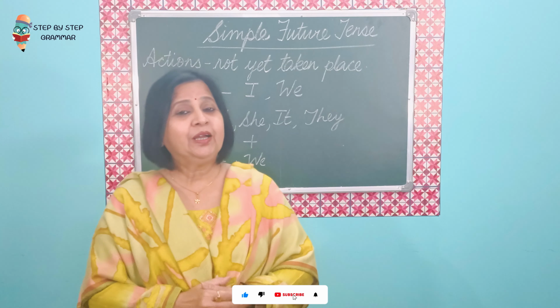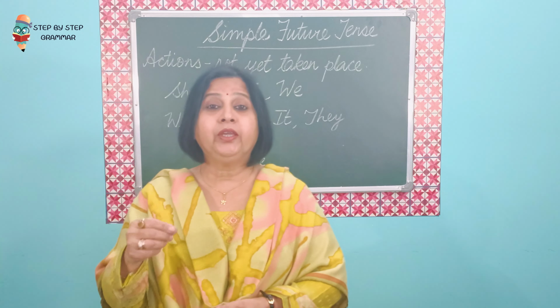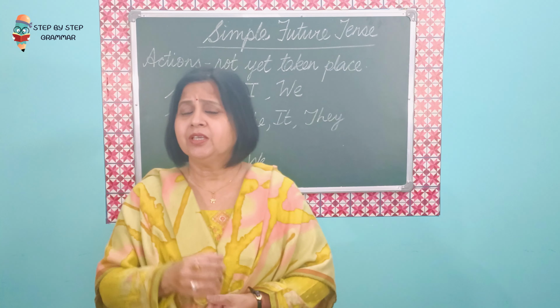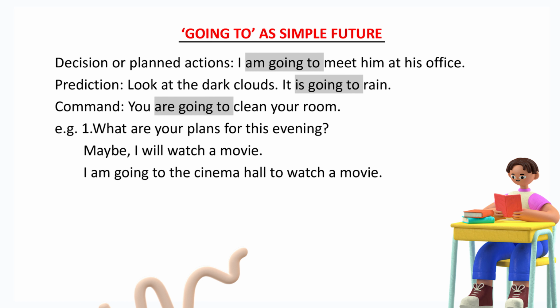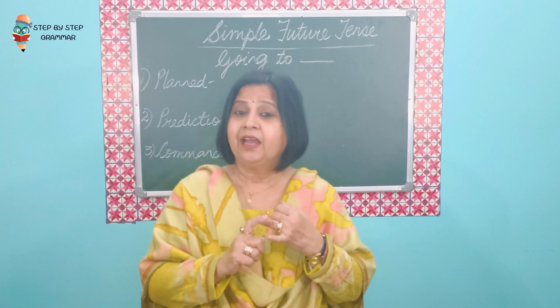Now, sometimes we also have another form of the simple future, that is the going to, where sometimes instead of will or instead of shall, we say going to. Now let us look at those small cases wherein instead of will or shall, we can use going to. Now, when do we use going to in the simple future? We use going to in the simple future when you have planned out something and you're certain that yes, you are going to do that activity.